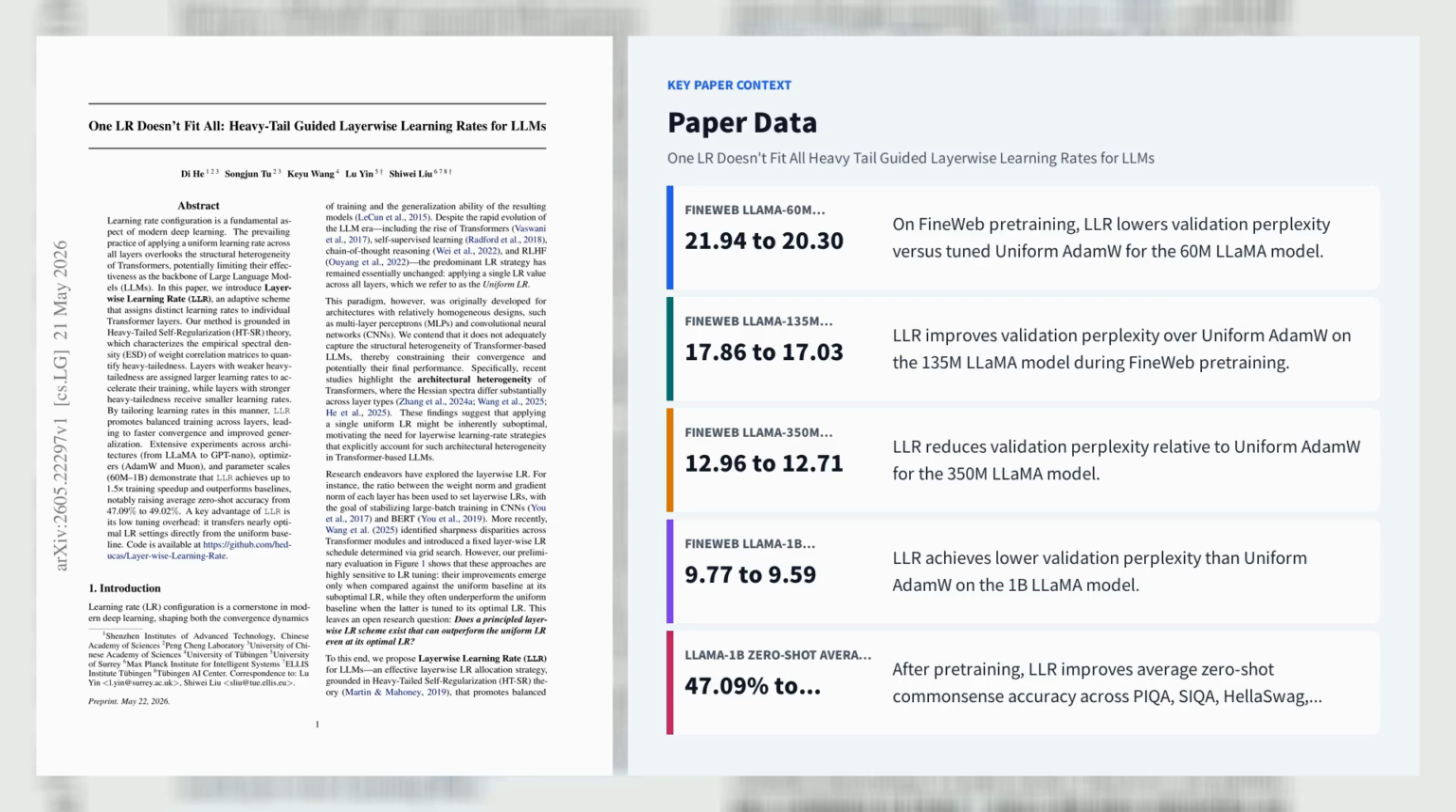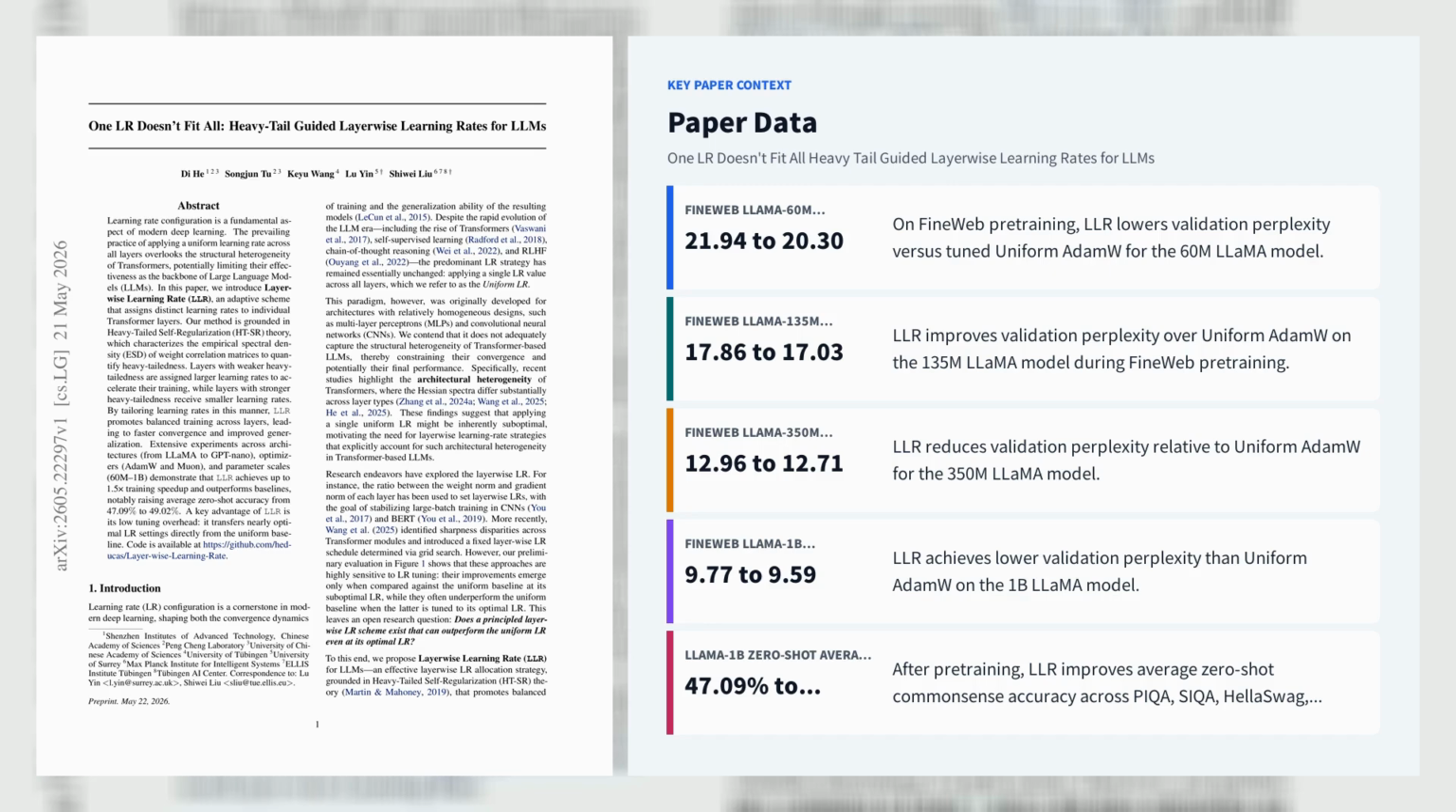Let's explore the second paper. One LR Doesn't Fit All: Heavy-Tail Guided Layer-wise Learning Rates for LLMs. One LR Doesn't Fit All argues that a single global learning rate is a poor match for transformer heterogeneity in LLM pre-training and introduces layer-wise learning rate, or LLR, which uses heavy-tailed self-regularization theory to measure each layer's empirical spectral density, fit a power law, and compute a PL alpha Hill exponent as a proxy for how heavy-tailed and well-trained that layer already is. The rule is simple but novel.